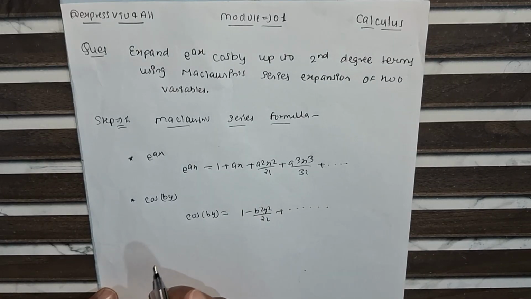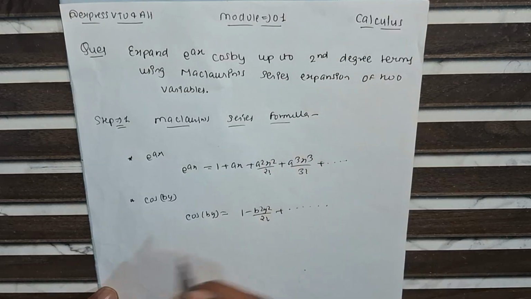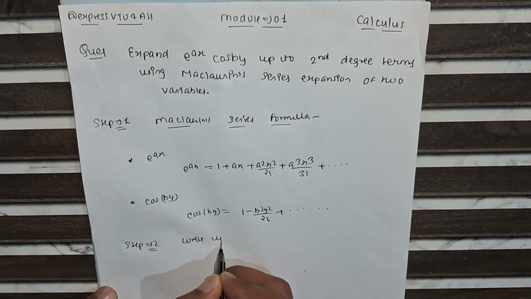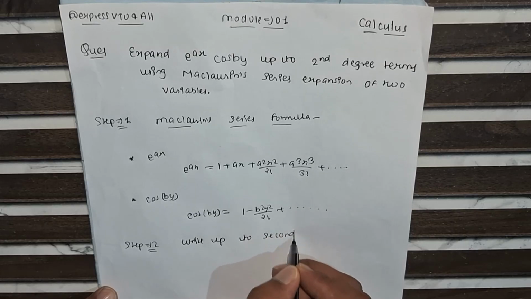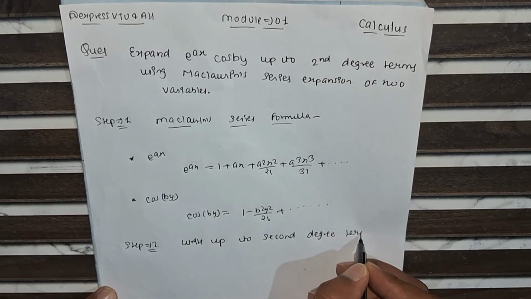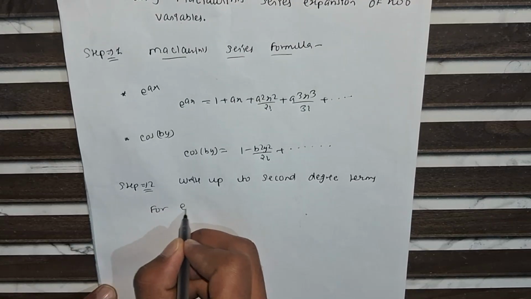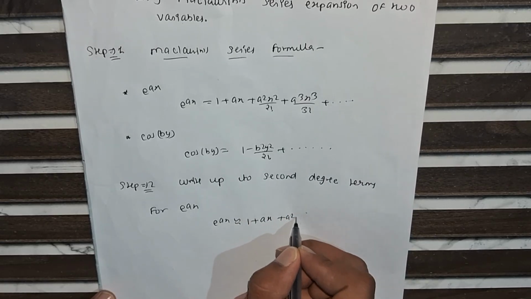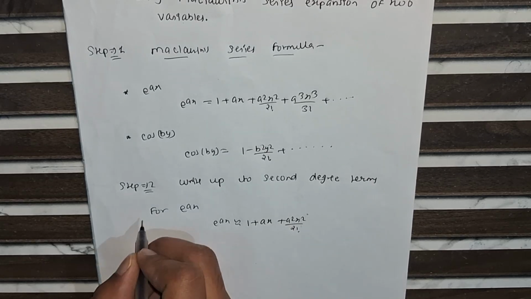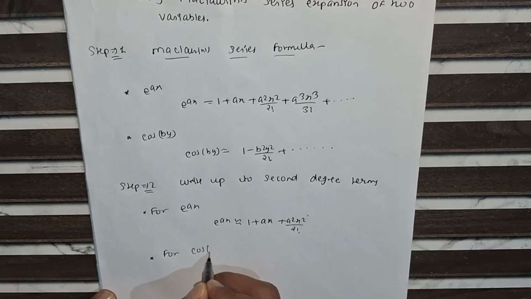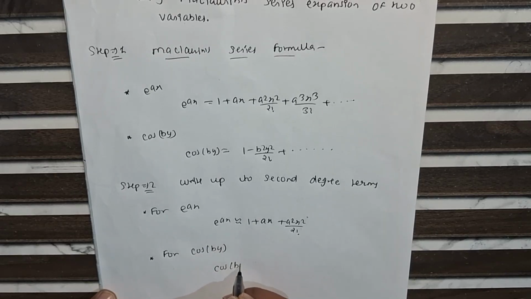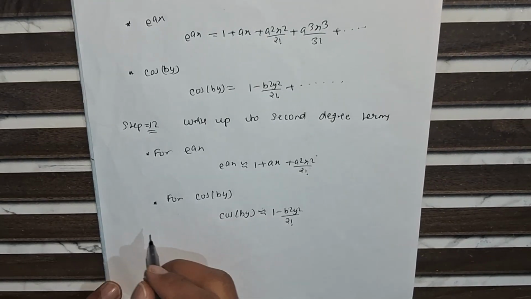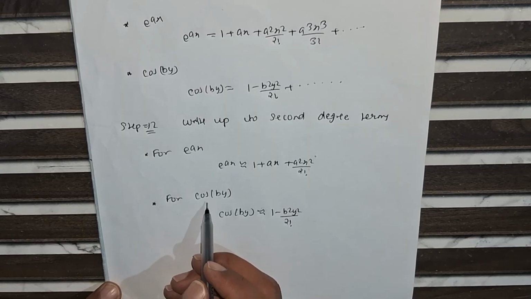Our second step is to write up to second degree terms, because the question asks about the second degree terms. Step 2: write up to second degree terms. It means e to the power ax is nearly equal to 1 plus ax plus a square x square by 2 factorial. For cos by, which is nearly equal to 1 minus b square y square by 2 factorial. Our third step is to multiply both the expansions.